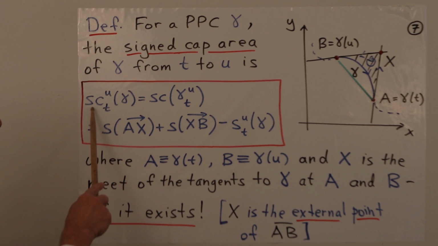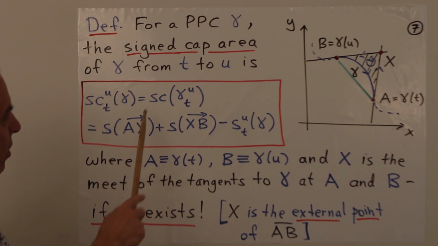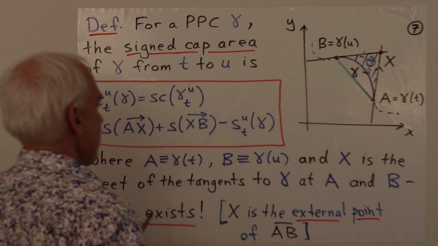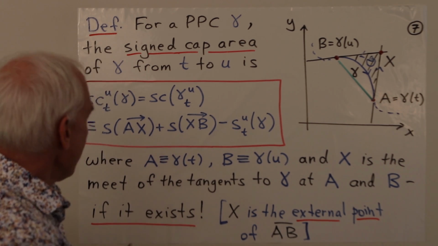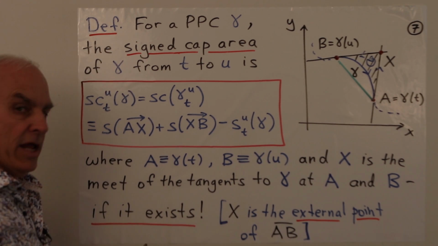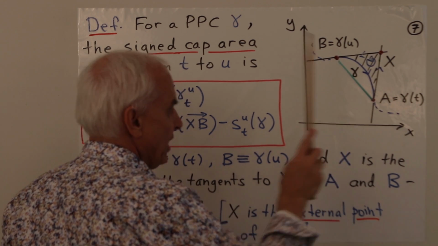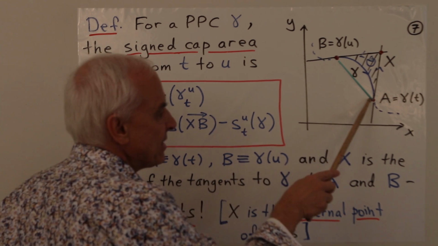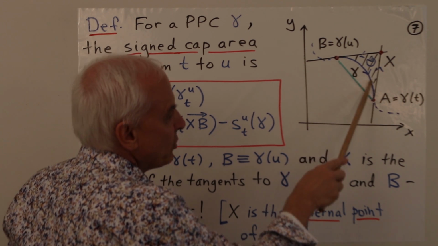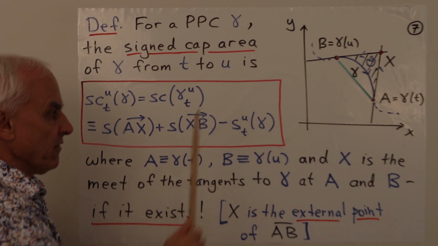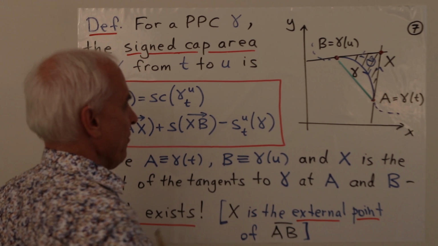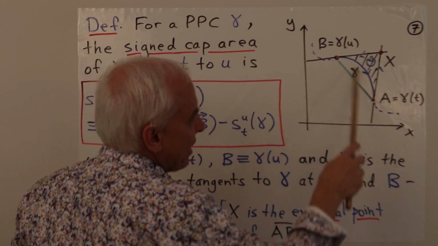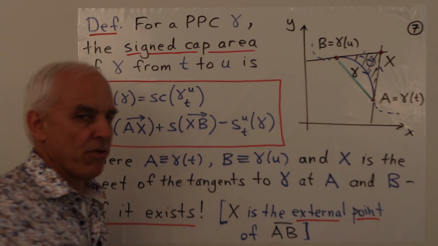So the signed cap area, which is SC from t to u of gamma, or SC of the segment gamma from t to u, is by definition, let's make this a definition, the signed area of AX, that oriented edge, plus the signed area of XB, that oriented edge, minus the signed area from t to u of gamma. So minus this signed area here. In other words, we're actually going from here to here. So we could rewrite this if we wanted to as a signed area from u to t of gamma. But I just prefer to do it like this because we're already familiar with that kind of thing here. So we orient things in such a way, and it's just a convention, so that in this kind of situation, both the slice area and the cap area are both positive.